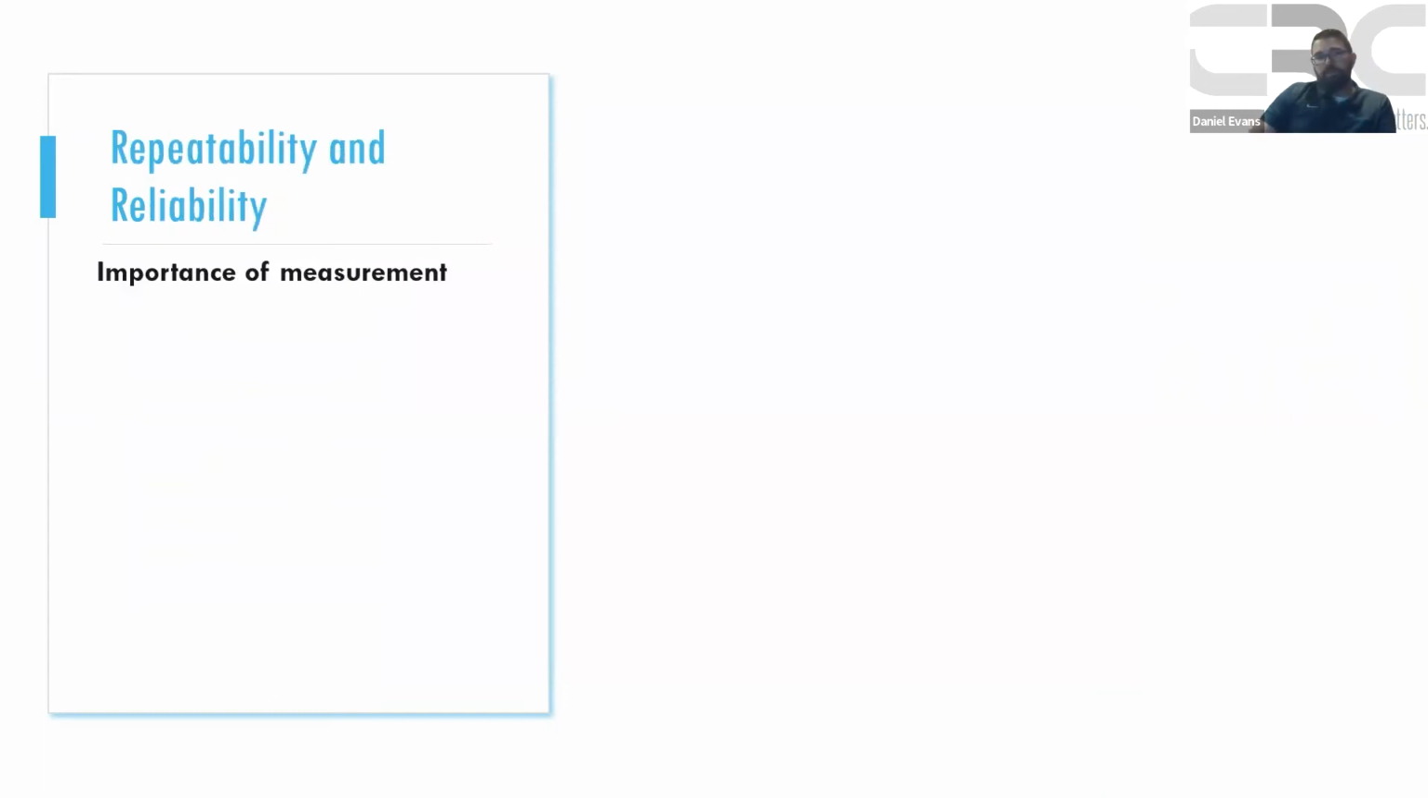What does it mean to us? The big thing it means to us is repeatability and reliability. We have that importance of measurement.